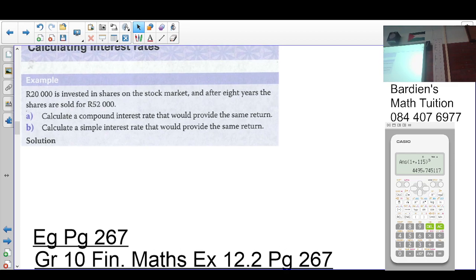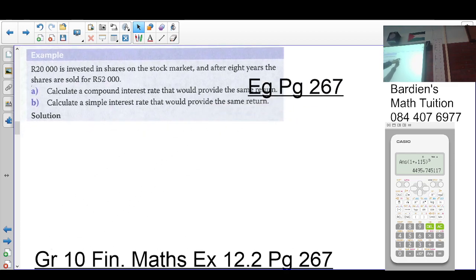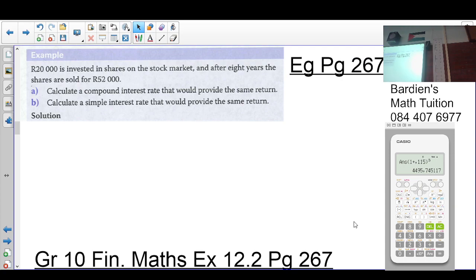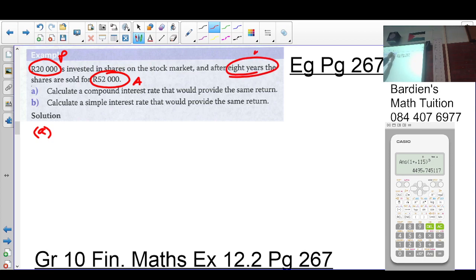So the question says, and this is the example on page 267, we have got 20,000 rands invested in shares on the stock market. After 8 years, they are sold for 52,000 rand. People say, what is this amount? Your p-value, not so. And it's sold for, so that's your a-value. In the first case, the question says, 8 years is going to be your n. Calculate the compound interest rate that would provide the same return.